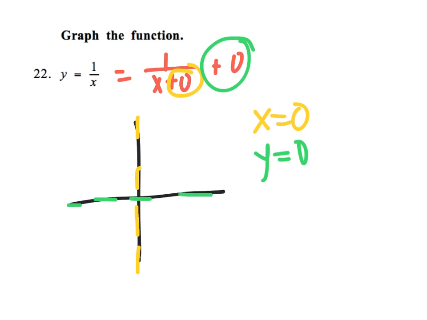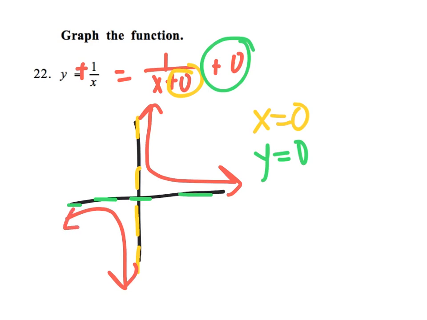Now, these graphs look like boomerangs, and I know I have a positive out here. So my graph is going to go like this, and like this. If I had a negative, so if it was y equals negative 1 over x, it would look like this, and like this. But we don't. So really, we just want the red one.